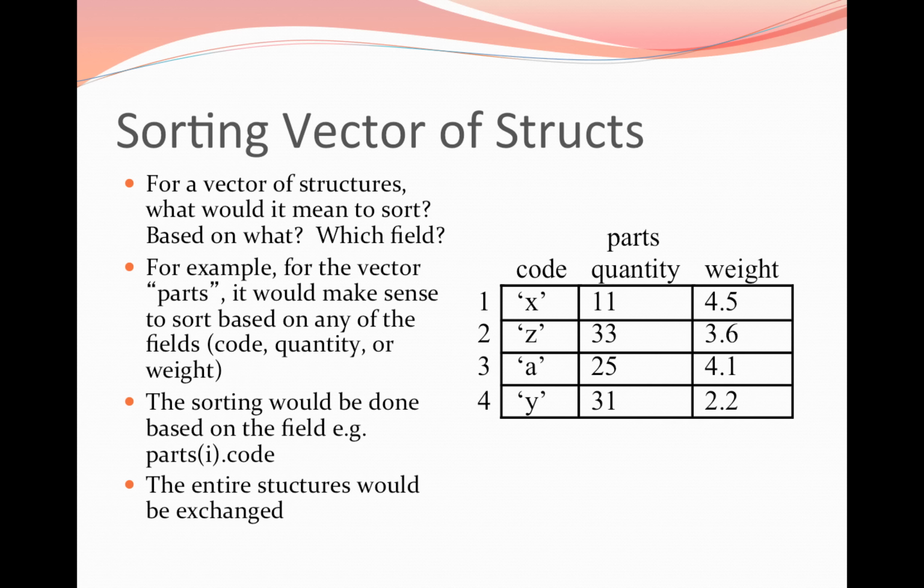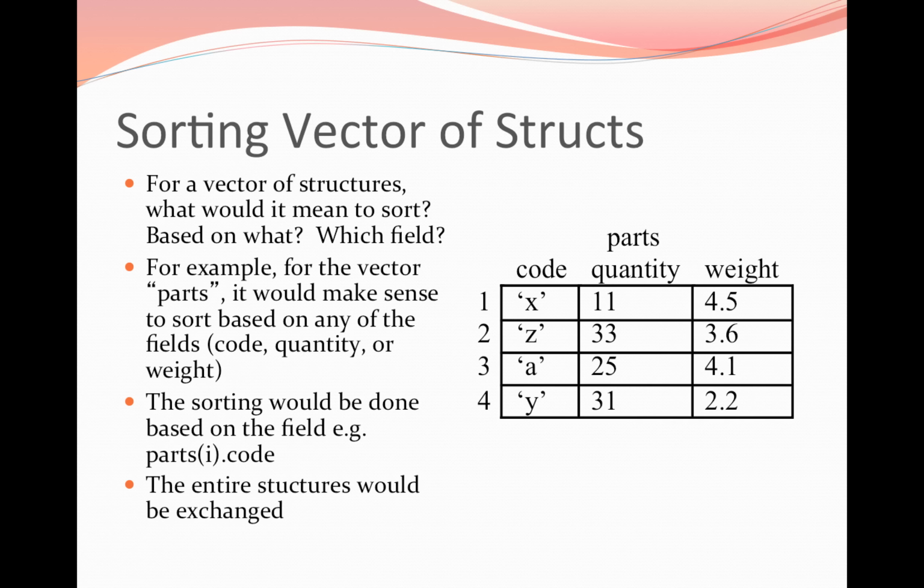So for example, you could imagine that you might want to sort it based on any of the fields. You might want to sort it alphabetically based on the code field. You might want to sort it numerically based on the quantity field, or you might want to sort it numerically based on the weight field. So the sorting would be done based on the actual field, for example, parts sub I dot code, but you would exchange the entire structure. So you have to keep the integrity together.